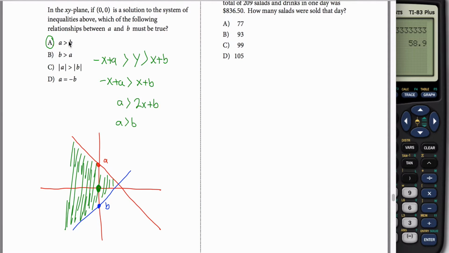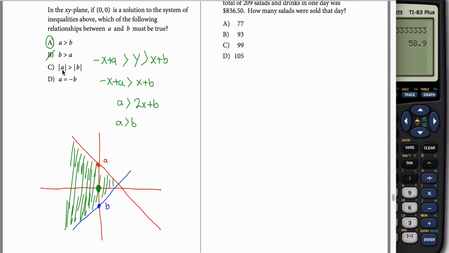Does A have to be greater than B? Absolutely it does, because B has to be less than 0, and A has to be greater than 0. So A has to be greater than B. That's true. You can get that from this picture if you don't like the algebraic way. Does B have to be greater than A? No. I mean, here's a picture. It's not. B is less than A.